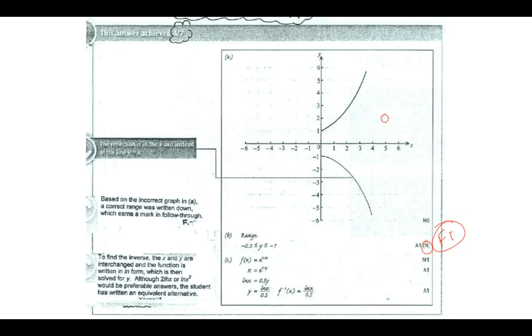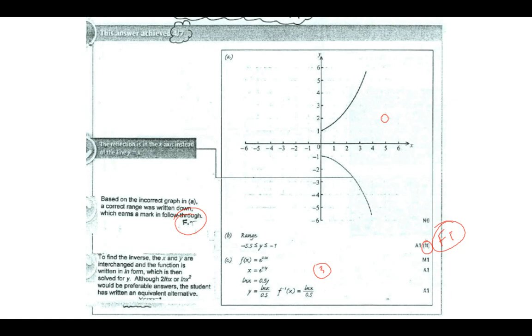So then they went ahead and they found the inverse, and you can see that they got 3 points for that, right? So they did the entire thing and they showed the process. Based on the incorrect answer, the correct was written, and so that's what FT means, follow through. To find the inverse of x and y, you interchange the x and y, although 2 ln x or ln x squared would be a preferable answer. The student has written in an equivalent alternative form.